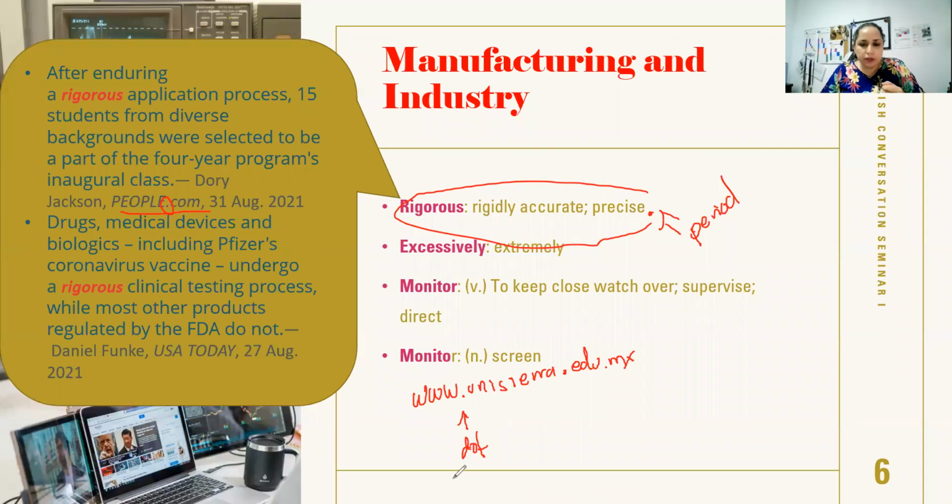So like I'm telling you, this is a dot. Okay, so it's people.com. Dory Jackson from people.com, 31st of August, 2021. Nice. So I'm going to read it again, just for you to read at the same time as I do and to see about your understanding of the pronunciation.